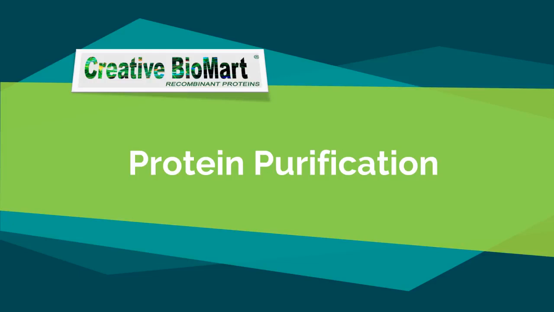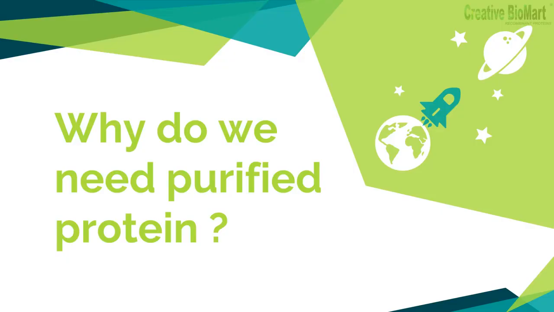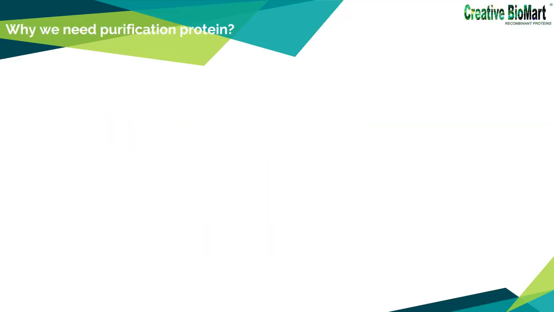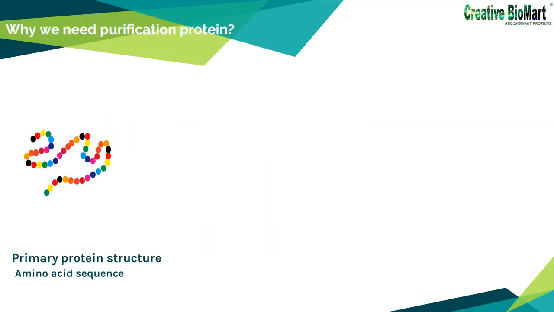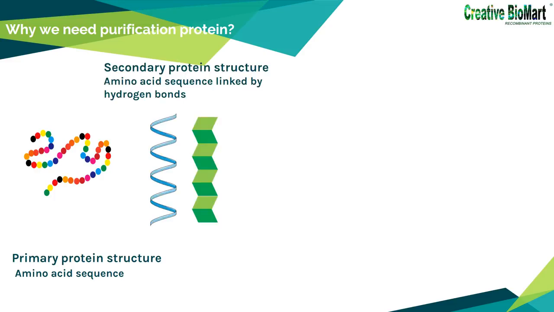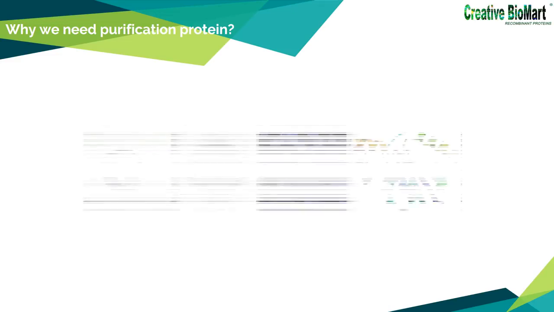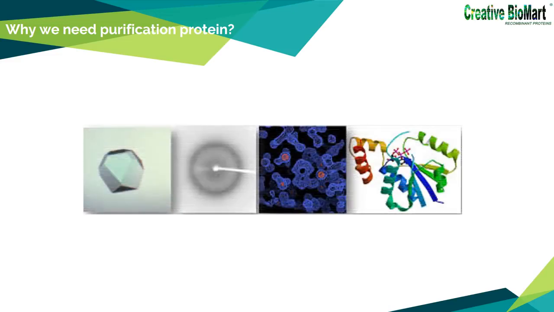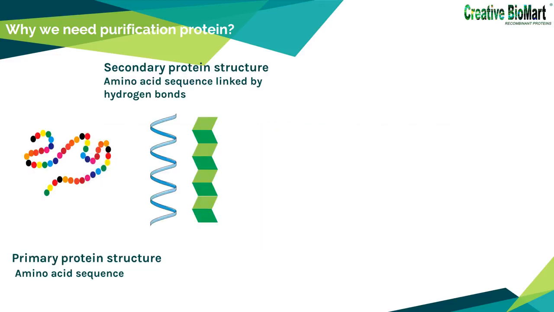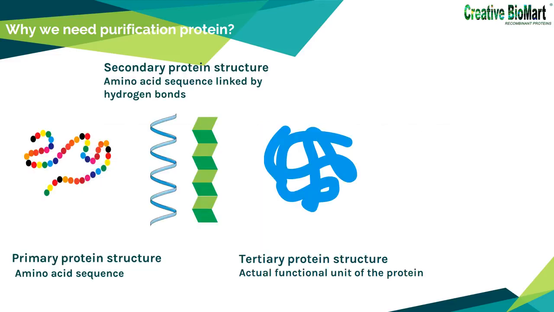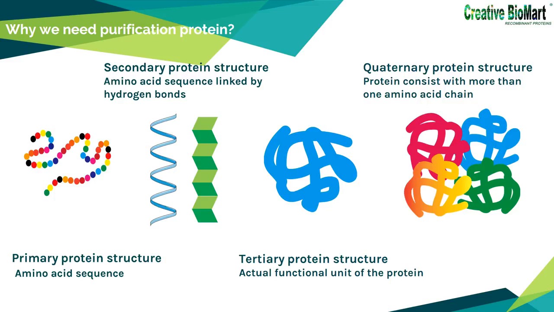Protein purification. Why do we need purified protein? By analyzing pure protein, we can determine amino acid sequences and investigate a protein's biochemical function. Besides, crystallization of proteins needs pure protein. And we can obtain X-ray data from the protein crystals with a picture of tertiary structure, which is the actual functional unit of the protein.